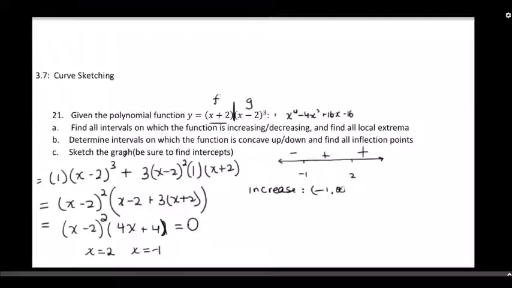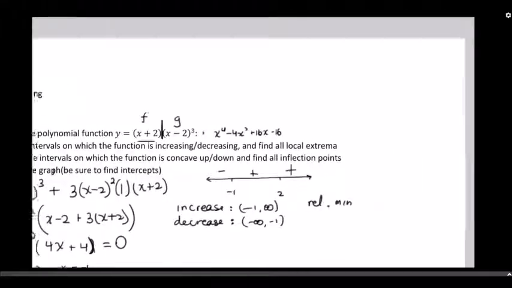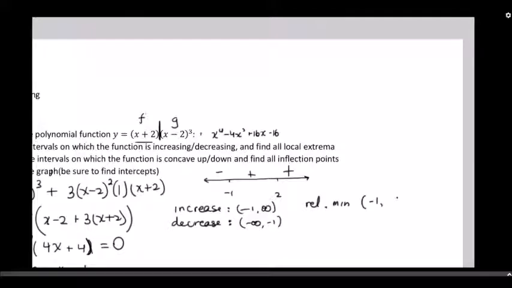From negative infinity to negative 1, it's decreasing. And since we have switching from decreasing to increasing there, that's going to be a relative or a local minimum at the point negative 1. And if we plug negative 1 into the original function, negative 1 plus 2 is 1. Negative 1 minus 2 is negative 3. Negative 3 cubed is negative 27. So negative 1 comma negative 27 would be a relative min.